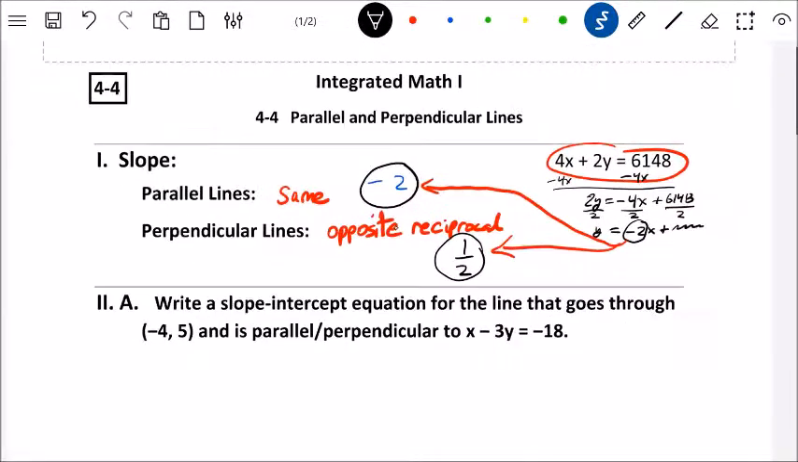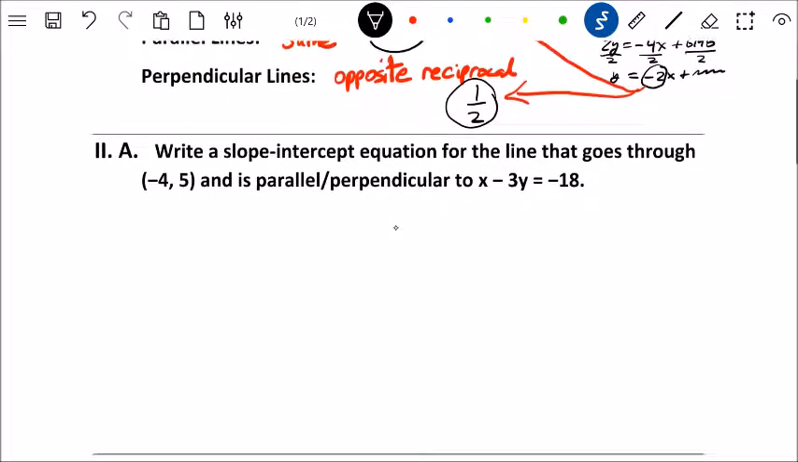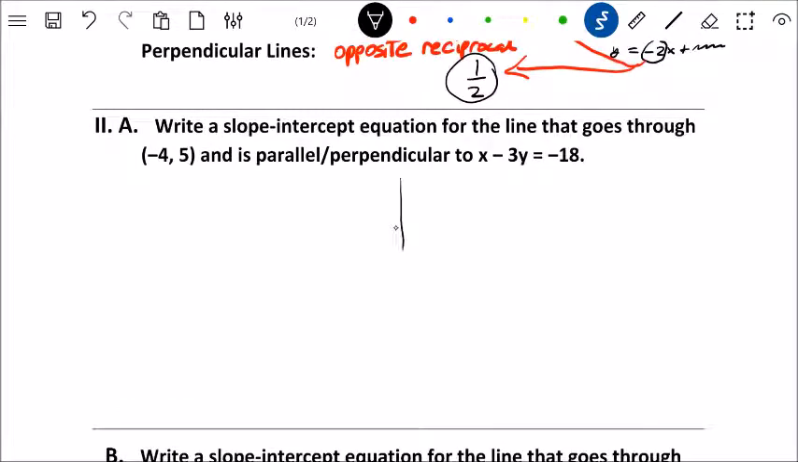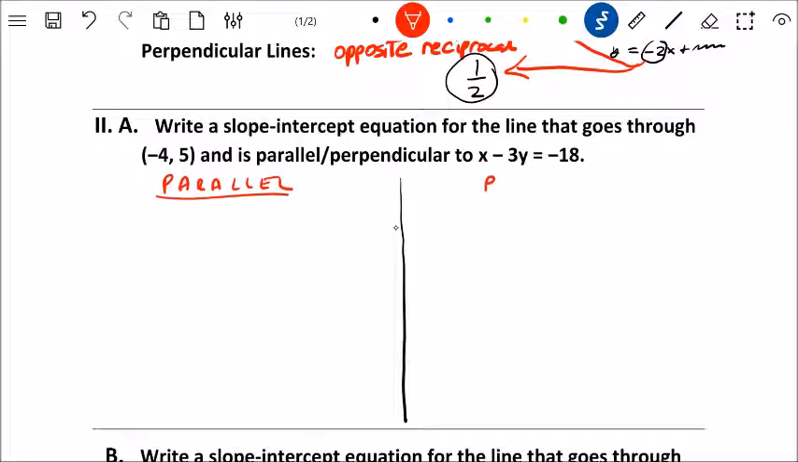Let's go ahead and do a problem where we find both parallel and perpendicular. So I'm going to cut this in half here. And this side will be my parallel side. And this will be my perpendicular side. And the first thing that we need to do is find the slope of this.